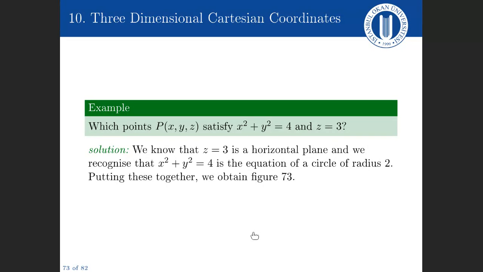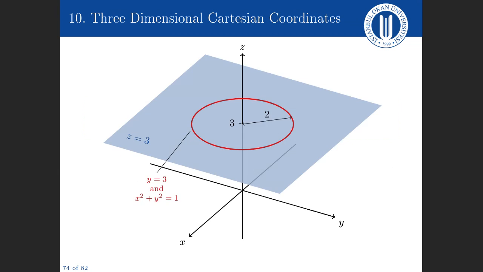For example, which points x, y, z satisfy x squared plus y squared is equal to 4 and z is equal to 3? First of all, z equal to 3. We know that z equal to 3 is a horizontal plane of height 3 above the origin. And we also recognize the equation x squared plus y squared is equal to 4. This is the equation of a circle of radius 2. Let's put these two ideas together.